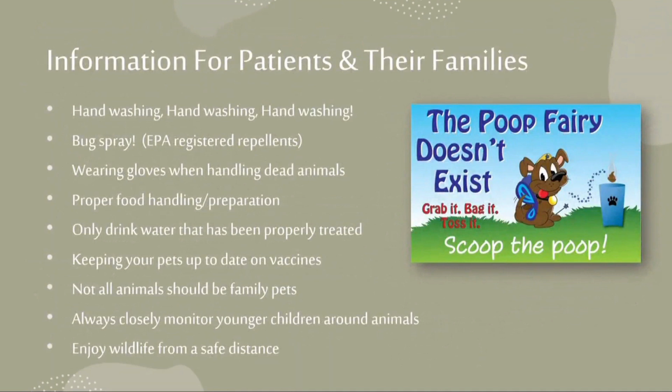Not all animals should be family pets. Just because we can doesn't mean we should keep this animal as a pet. Think about your family's risk factors. If you have an immunocompromised family member, do we need the bearded dragon that can transmit salmonella? And especially with Easter coming around and the cute little chickies and the bunnies that we use for pictures, make sure that small kids are not snuggling and kissing these chickens and bunnies. Always monitor your kid.